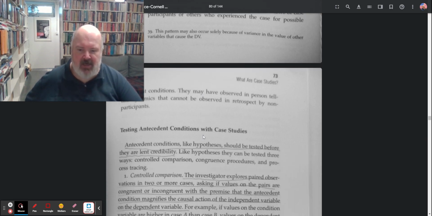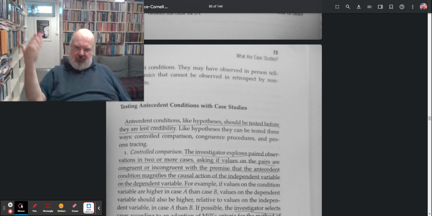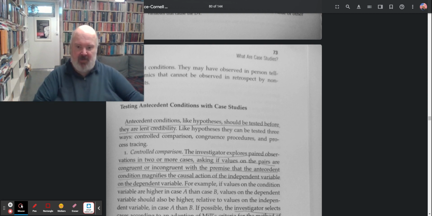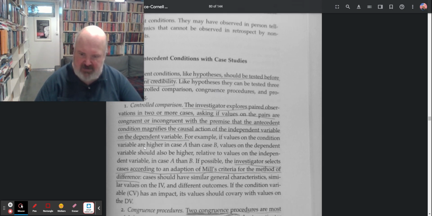Now, here we come to the problem of testing antecedent conditions. Antecedent conditions, like hypotheses, should be tested before they are lent credibility, right? So once we generate one, before we say it's okay, we have to test it. And it's like a hypothesis, right? Like hypotheses, they can be tested three ways: controlled comparison, congruence procedures, and process tracing. So let's go to controlled comparisons, the first type.